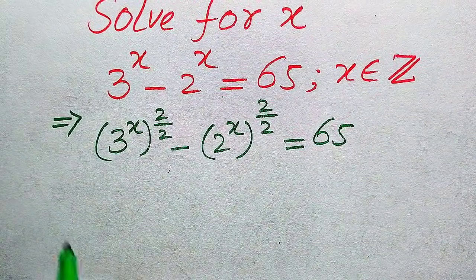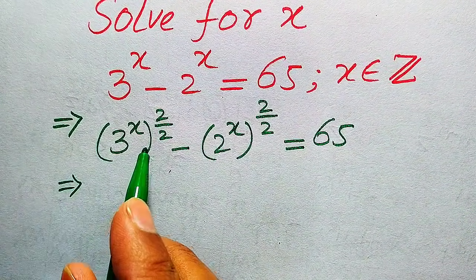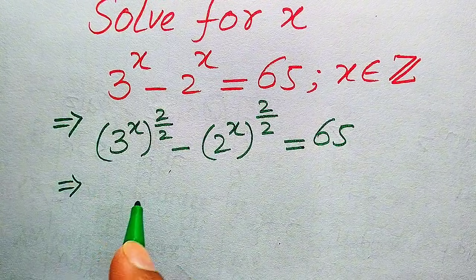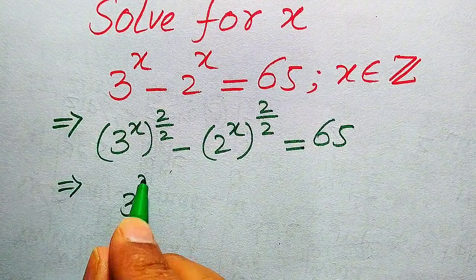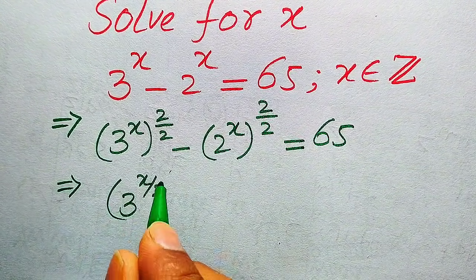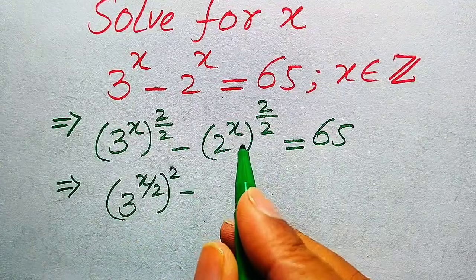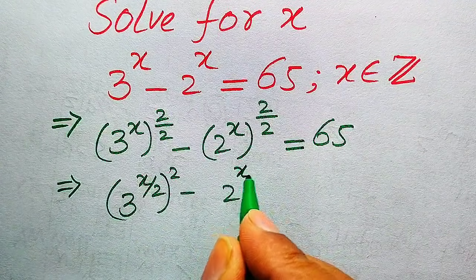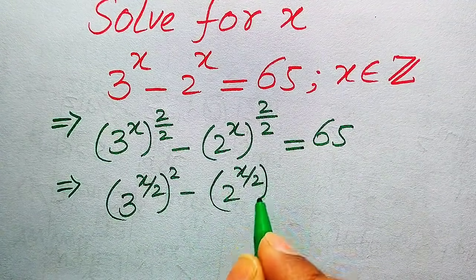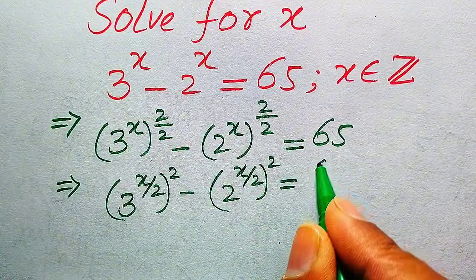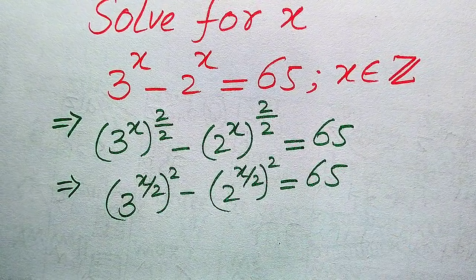And further here in the next step we need to move 1 over 2 inside the term, and it will be written as 3 to the power of x over 2 and its whole square, minus, in this case we have 2 to the power of x over 2 and its whole square is equal to 65.